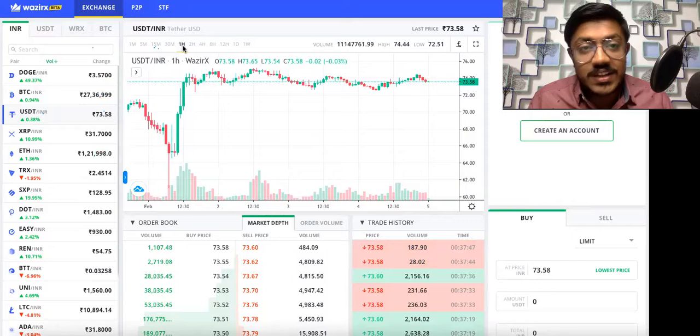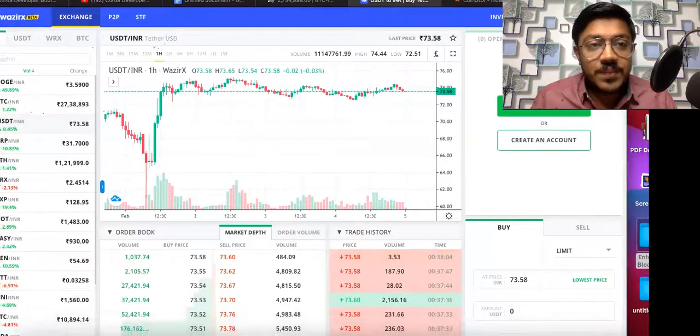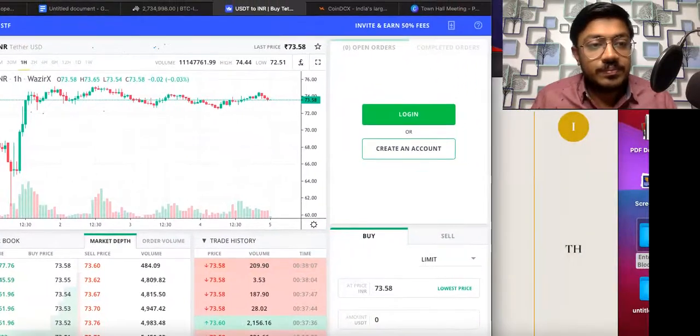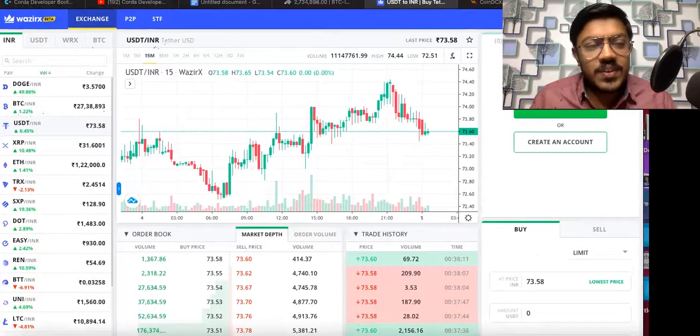This is a 1 hour chart that is there. Let's see some smaller charts here, the 30-minute chart. So here you can see that 60 rupee dip that was there. So it was there in every exchange. So what you can do is, let me show you something here, where I'll show you the 30-minute chart. And yeah, so this is the 15-minute chart here.